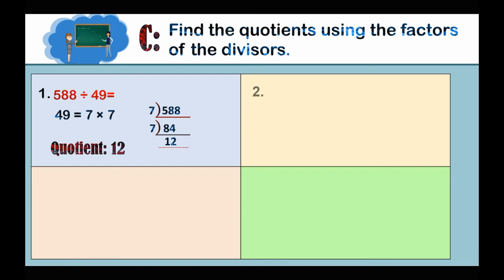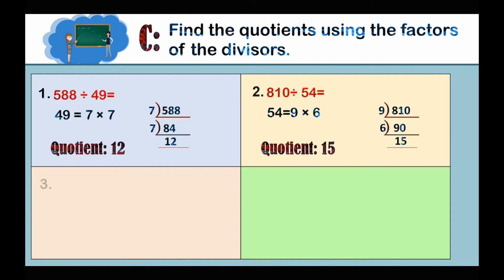Number 2, 810 divided by 54. The factors of 54 are 9 times 6. So 9 and 6 are the factors of 54. So we divide 810 by 9. Then we will have 90. 90 divided by 6 will give us 15. So our answer for number 2 will be 15.